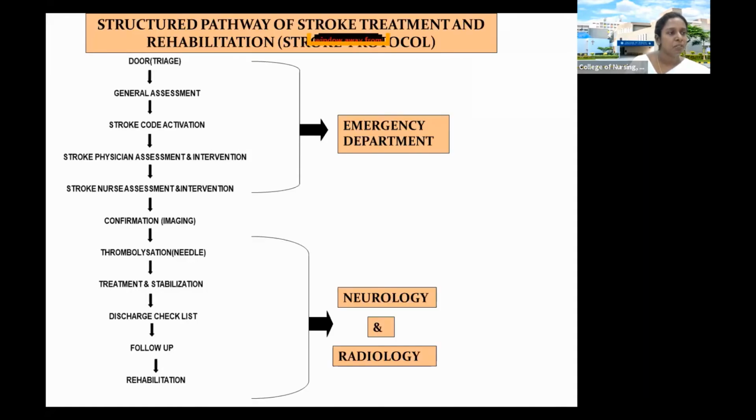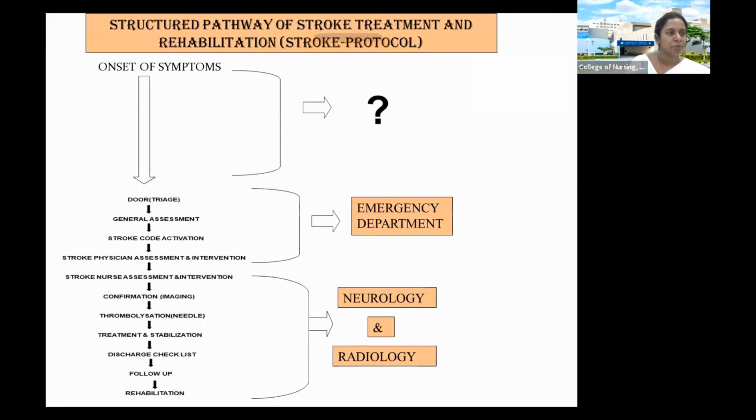So this part, the initial steps from the door, the triage, till the stroke nurse assessment, happens in the casualty or the emergency department. And the rest of it, from thrombolysis till rehabilitation, follows in the radiology and the neurology department.